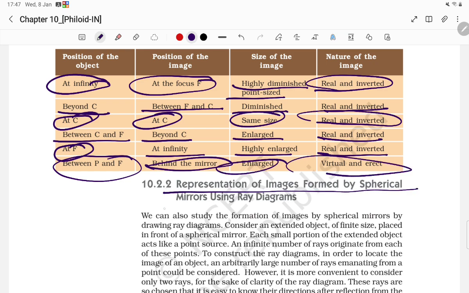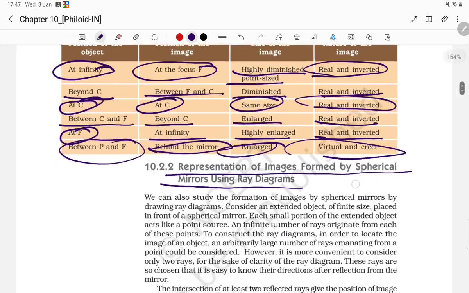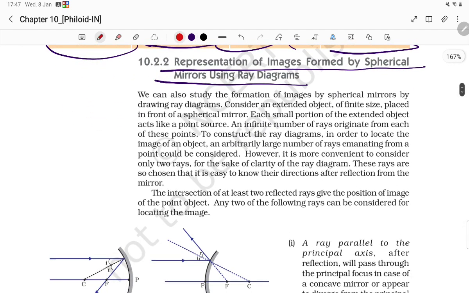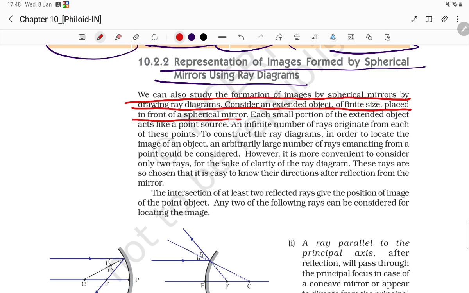Representation of image formed by a spherical mirror using the ray diagram. We can also study the formation of an image by a spherical mirror by drawing a ray diagram. Consider an extended object of finite size placed in front of the spherical mirror. Each small portion of the extended object acts like a point source, and an infinite number of rays originate from each of these points.